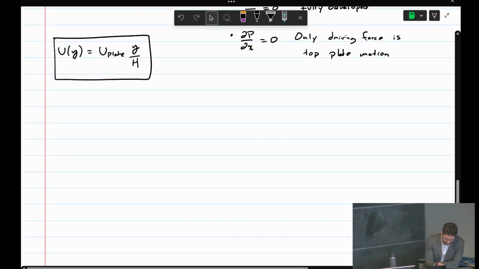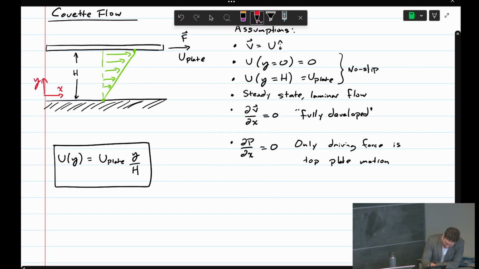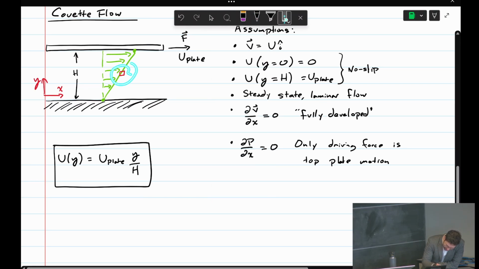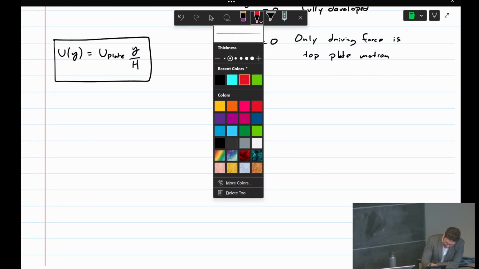So if we look at a fluid element along this profile, I'm going to zoom in, and I'm going to draw a box here. This red box is the fluid element we're going to look at. So that red box on the profile there, that one. We're going to look now at that red box.